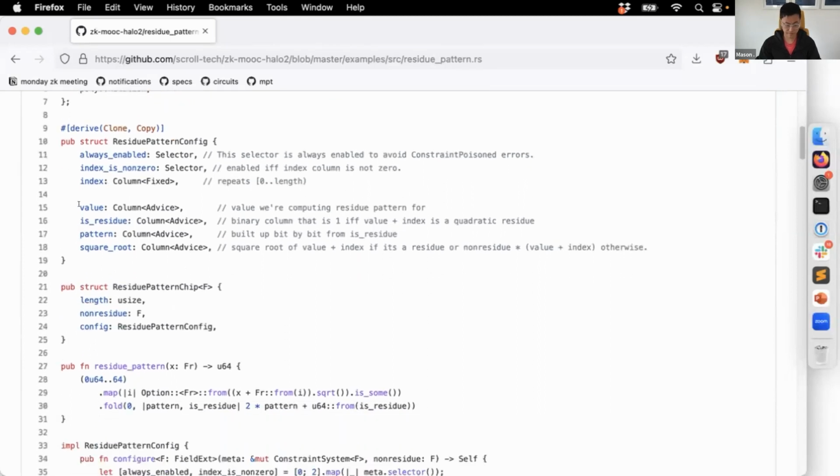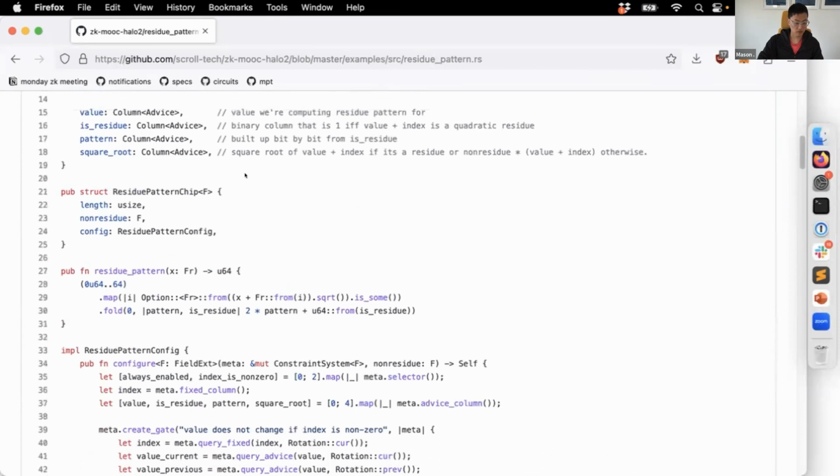Then the actual advice columns in the circuit are: value, which is the value that we're trying to prove f of x for, so x in this case; and is residue, an advice column that is 0 or 1, 1 if it's a residue and 0 if not. Then pattern, which is the output that we're going to build up bit by bit over every 64 rows. And then this final advice value called square root, which is how we're going to prove that value plus i is or is not a residue.